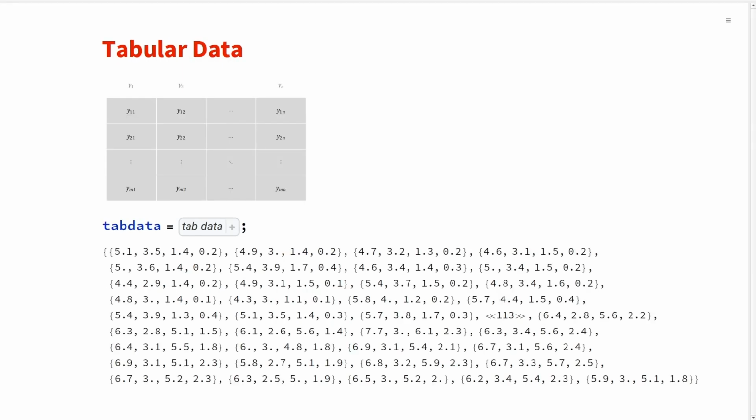So let's get started. This is the general structure of tabular data, and tab data here at the bottom is an example of such a data set. It has a length of 150, and every sublist has 4 elements in it.